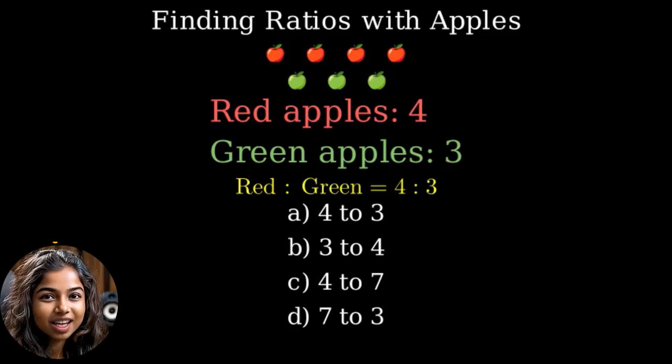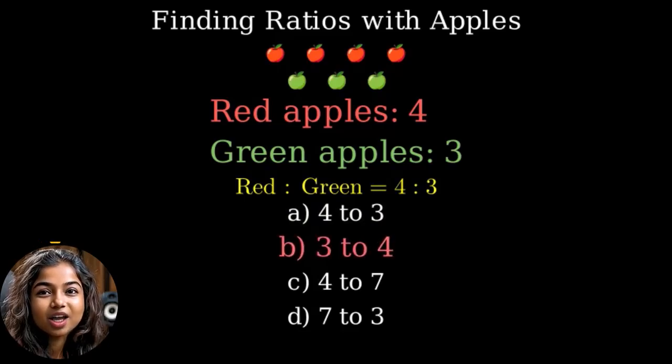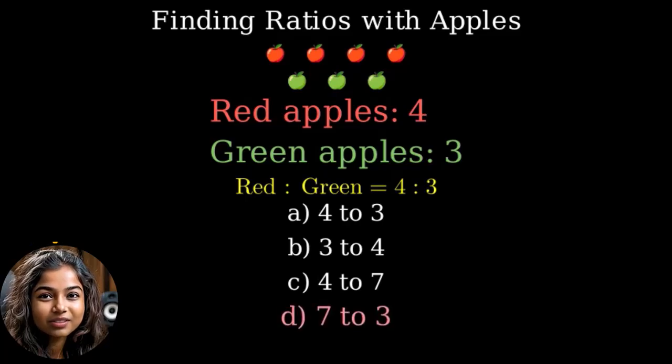Let's analyze each option. Option A, 4 to 3 matches our count exactly, 4 red and 3 green. Option B, 3 to 4 has the numbers reversed, so that's incorrect. Option C, 4 to 7 has the wrong total number of apples. Option D, 7 to 3, also has the wrong total number of apples.